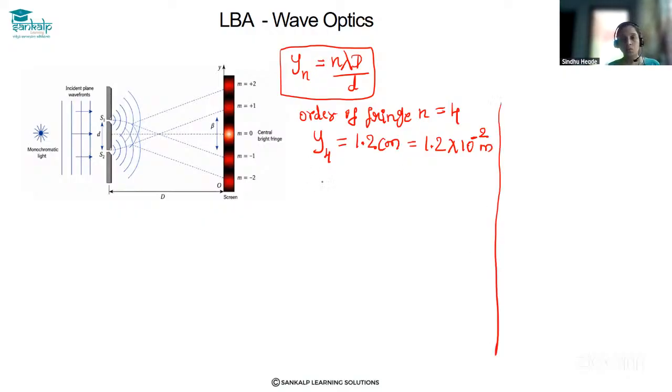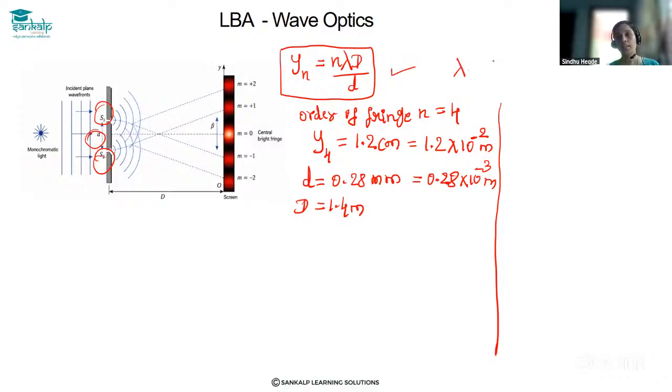Then one more thing is given, the d value, that is 0.28 millimeter. d is nothing but the distance between two slits S1 and S2, given as 0.28 millimeter. We have to convert it into meters, 0.28 into 10 raised to minus 3 meter. Milli is nothing but 10 raised to minus 3. Centi is nothing but 10 raised to minus 2. Then one more thing, capital D value is given, that is 1.4 meter. Now rearrange this expression because we want the lambda value here.